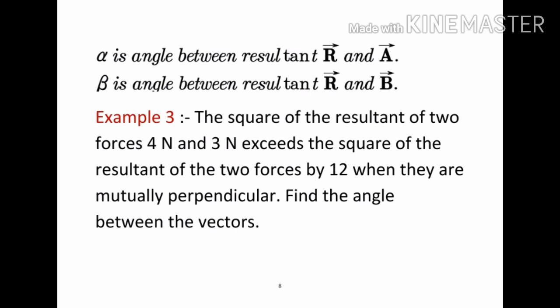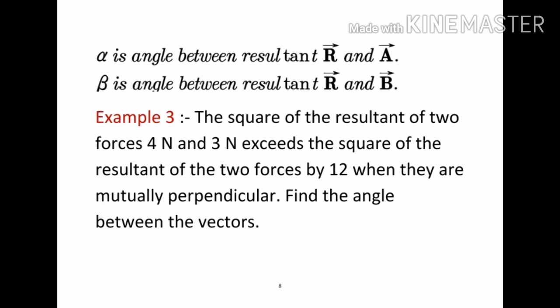And next, based on R is equal to root of A square plus B square plus 2AB cos theta, and tan beta is equal to B sin theta by A plus B cos theta. Based on those two equations, we can take some examples.